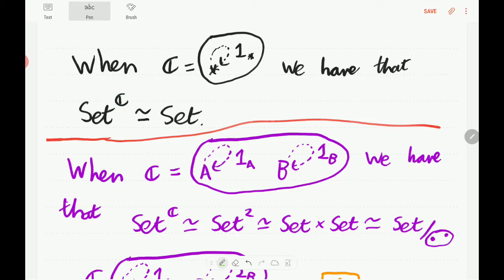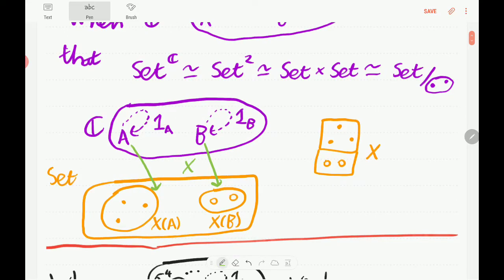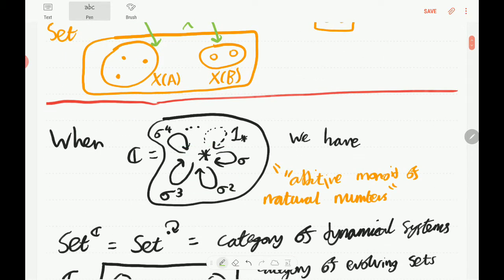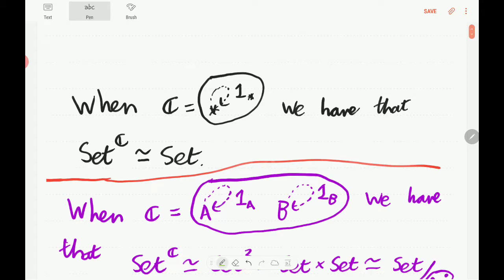So some C, for example, it might be this one, or it might be this one, or it might be this one, or all sorts of different options we might have for a category C. Well, if we pick such a thing, we can consider this category here, which is the category which has as objects functors from C to set, and as arrows, it has natural transformations between those functors.